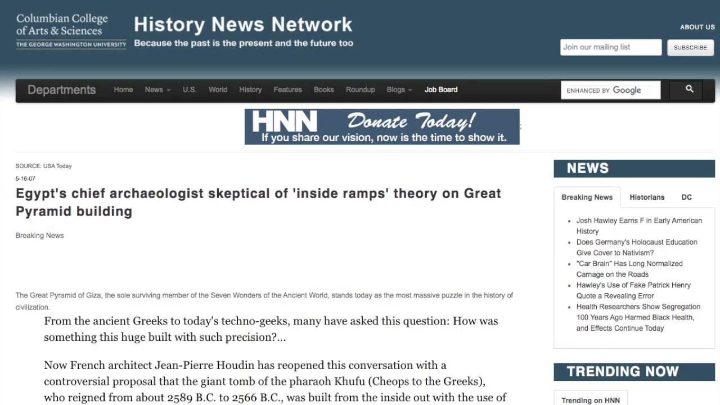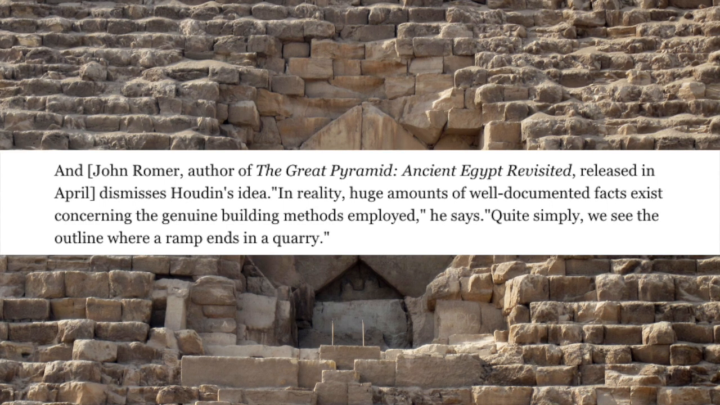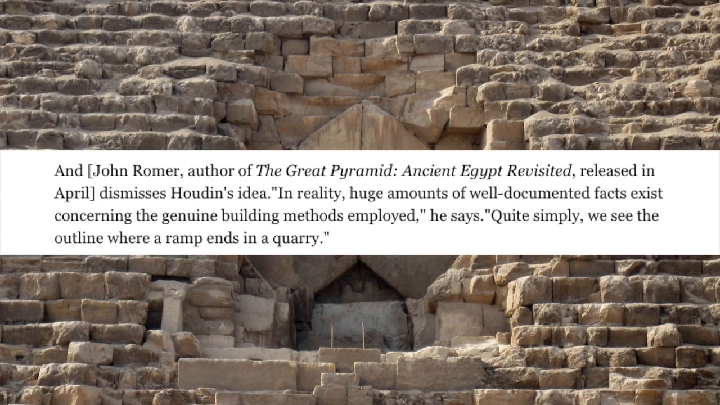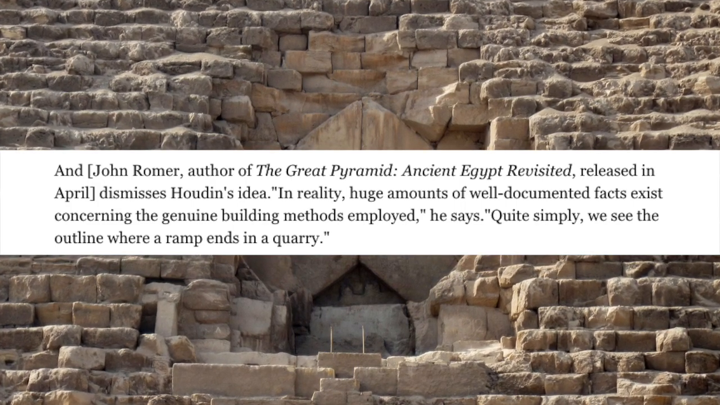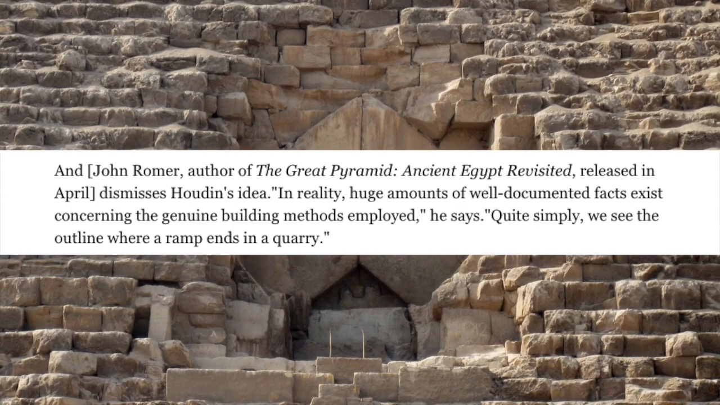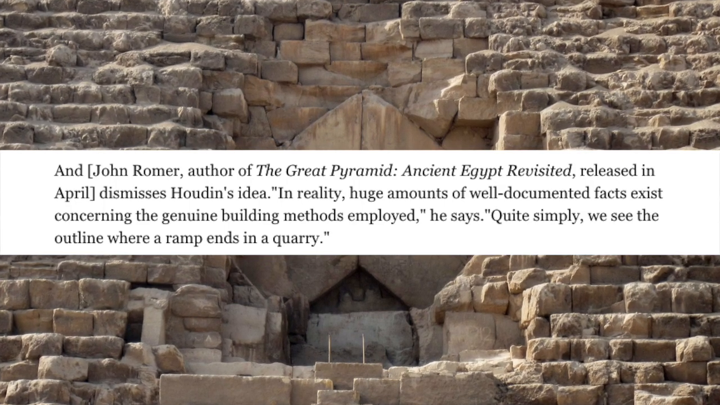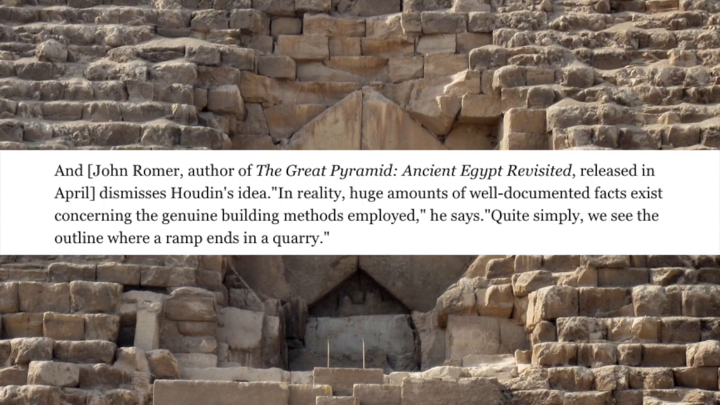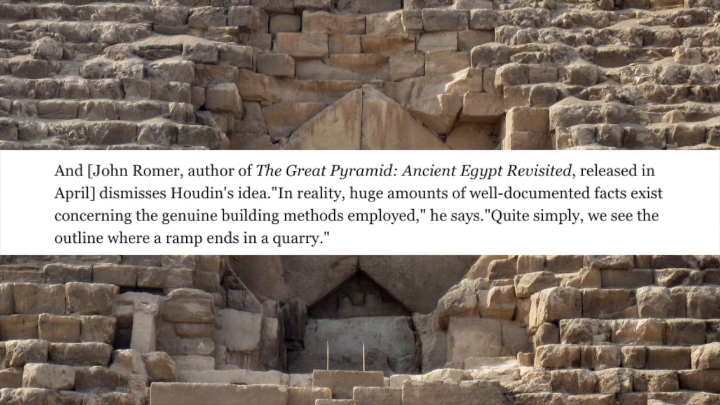In the same History Newsnet article I just mentioned, author John Romer is also quoted as criticising the internal ramp theory. History Newsnet quotes Romer on the following: "In reality, huge amounts of well-documented facts exist concerning the genuine building methods employed. Quite simply, we see the outline where the ramp ends in a quarry."